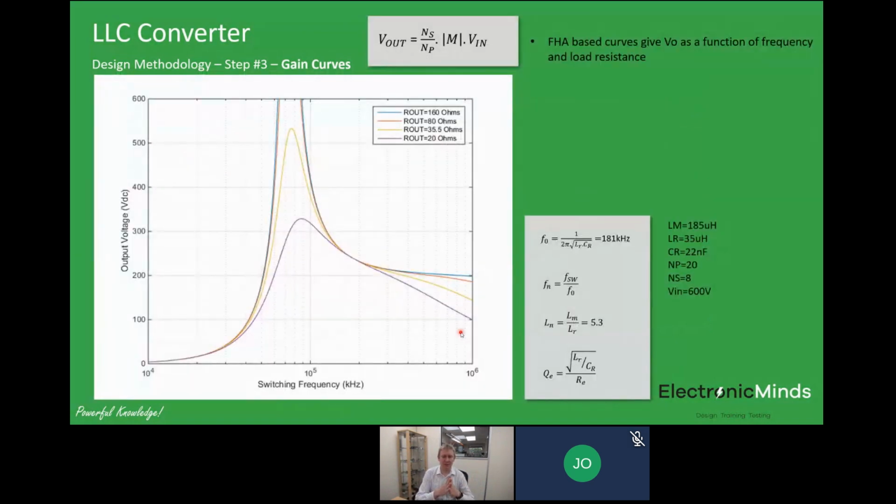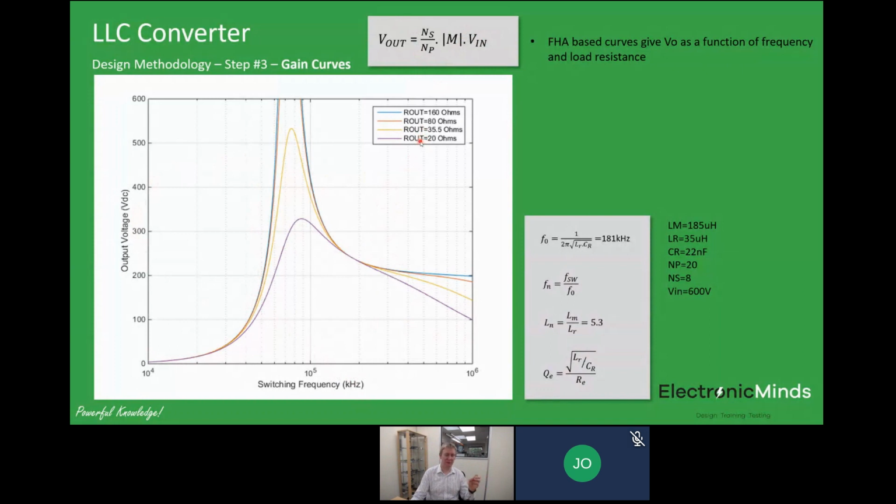These are some first harmonic approximation curves I've put together. Now, if you look at most of the literature, especially the application note I've described, people tend to plot out the magnitude M as a function of frequency. I thought I would instead plot out the output voltage for the LLC converter I showed you. I put my turns ratio in there, the input voltage of 600 volts, and plot the value of M to give us our actual output voltage as a function of switching frequency.